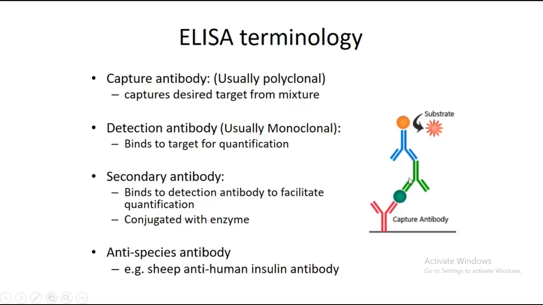But once you have this series of reactions, the way we're able to quantify it is through this reaction, where a substrate reacts with the enzyme to produce a product. This reaction causes a color change, and the intensity of the color change tells us how much antigen is present, or how much target is present.